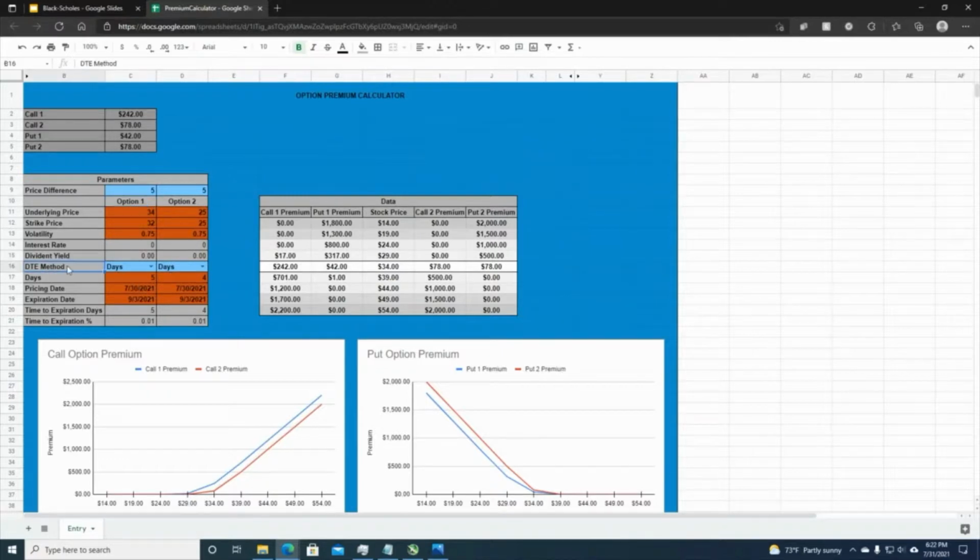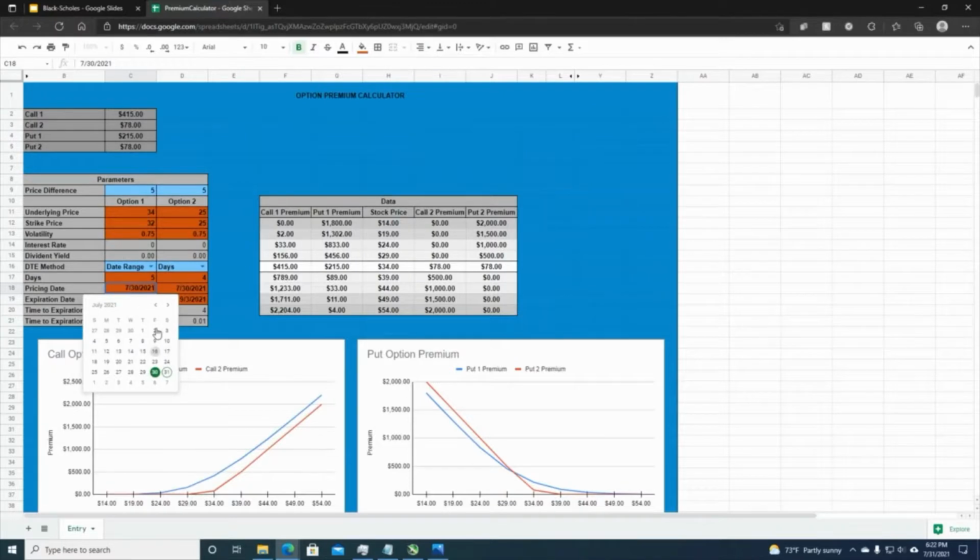The other feature is the DTE, so this is the days till expiration method. So if you don't want to have to think about how many specific days are left, and you don't want to have to calculate it, and you want to use specific dates, you can use this drop down arrow and select the date range. You can double click into the pricing date or the expiration date and change it to the specific time range that you're looking at. I generally like to use this to maybe find out how much the option cost will change over a weekend or something along those terms.